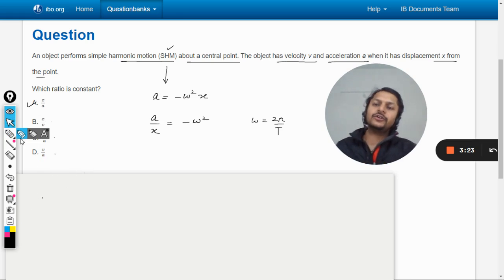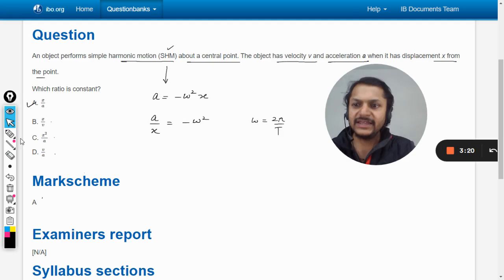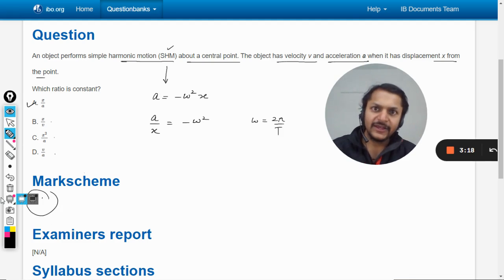So let us verify our answer from the mark scheme. And yes, the answer given is a.